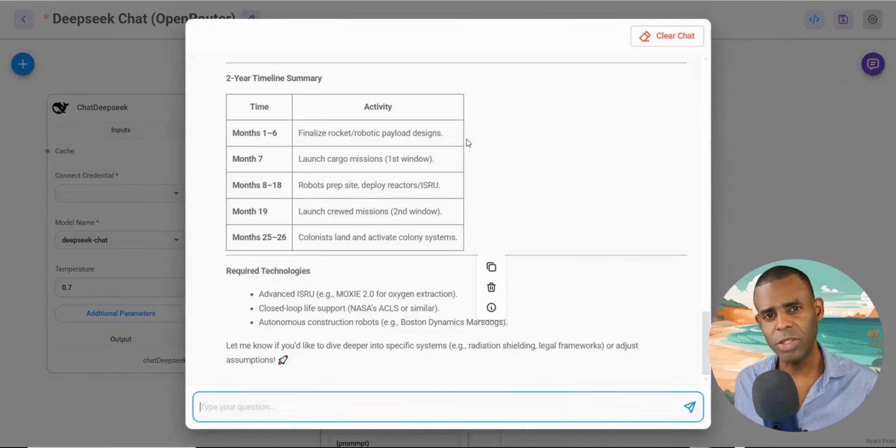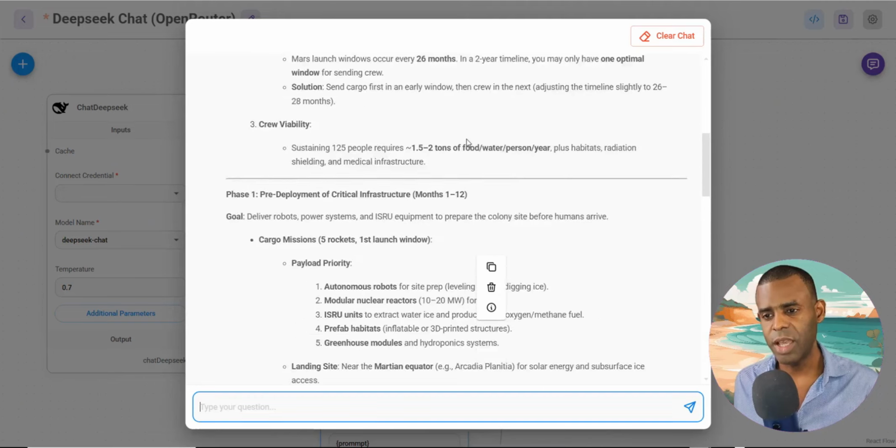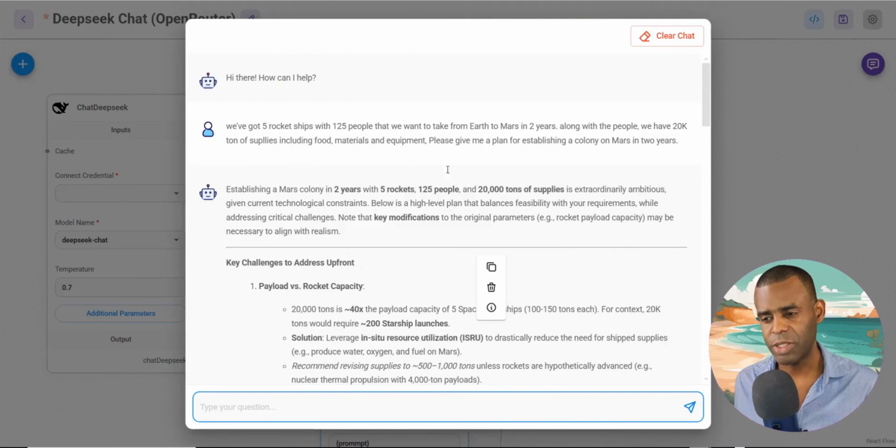What I really wanted to do is test the reasoning features of the model. That's why I have this particular scenario where we're planning a mission to Mars. We have 5 rocket ships with 125 people, and we want to take those people and put them on Mars within 2 years. We also have 20,000 tons of supplies, including food and materials and equipment. Please give me a plan for establishing a colony on Mars in 2 years. Now, I don't know if this is actually feasible, but I wanted to see exactly how it would respond.